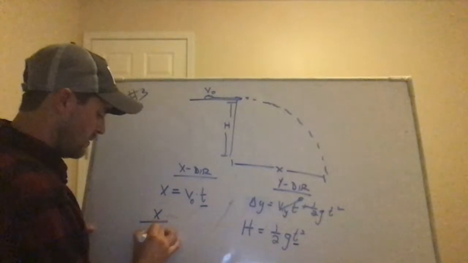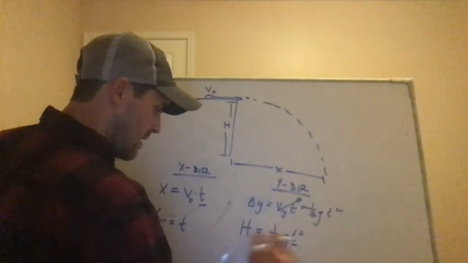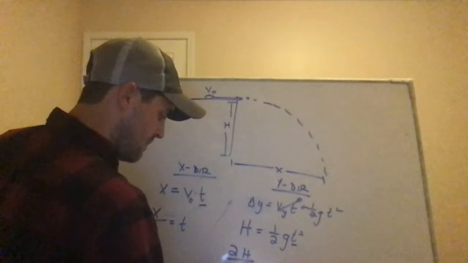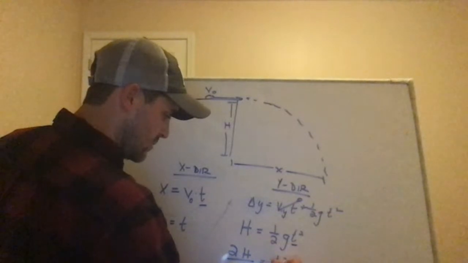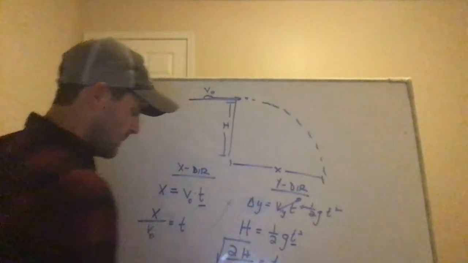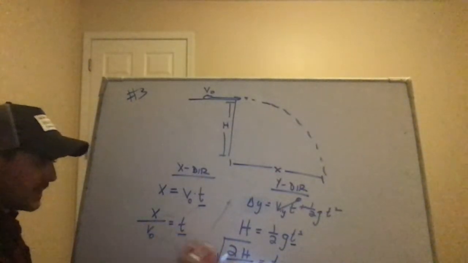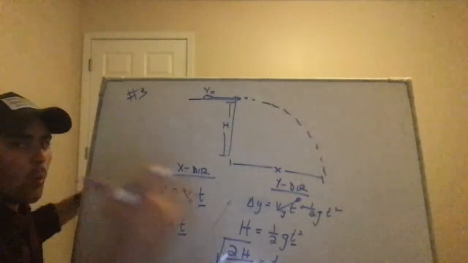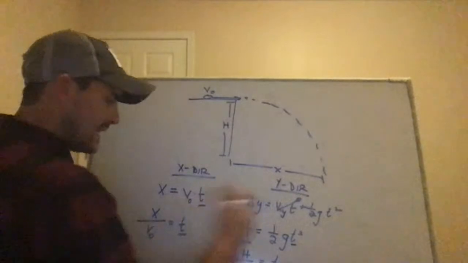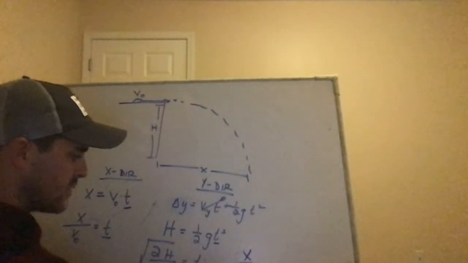x over v naught equals t over here. 2h divided by g equals t squared. There we go. I have these two statements. We know that this time and this time are equal. Why? Because these two things happen simultaneously. Let's set these two things equal together. Over here, x over v naught.